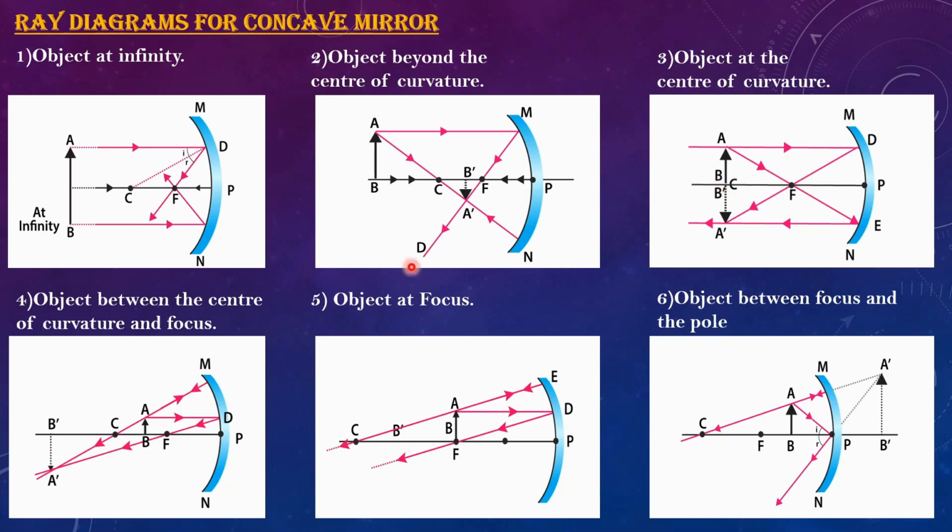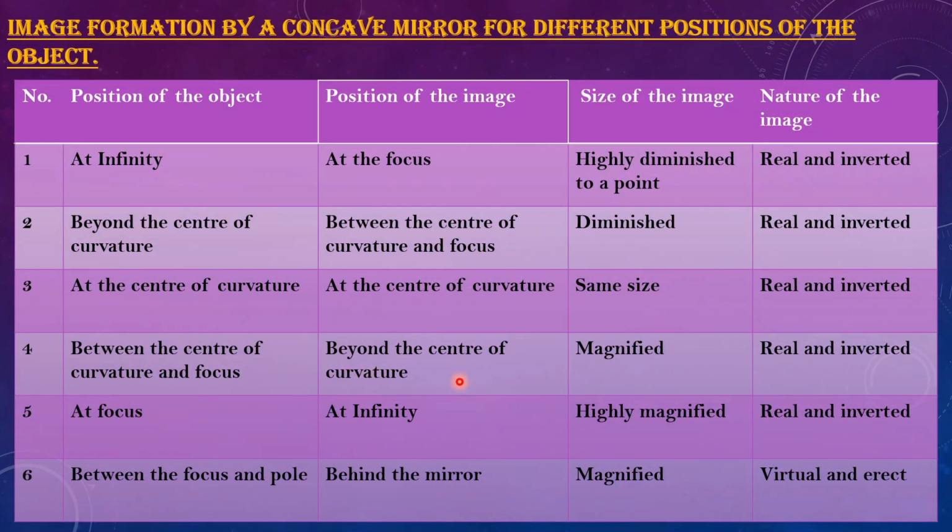The next one, that is, when the object is between the center of curvature and focus. When the object is placed between the center of curvature and focus, the image that is formed is beyond the center of curvature, and the size of the image becomes magnified, and the nature of the image is real and inverted.